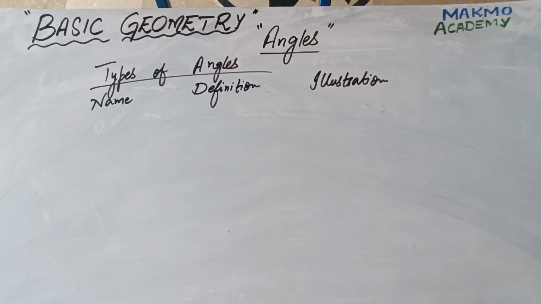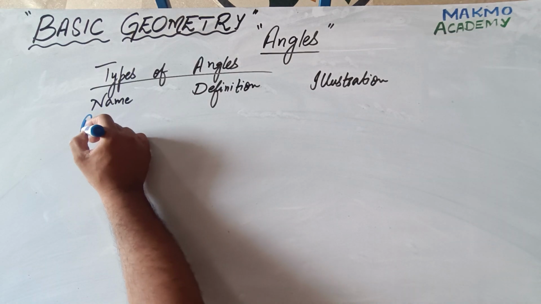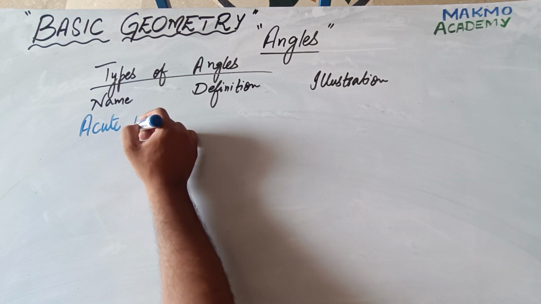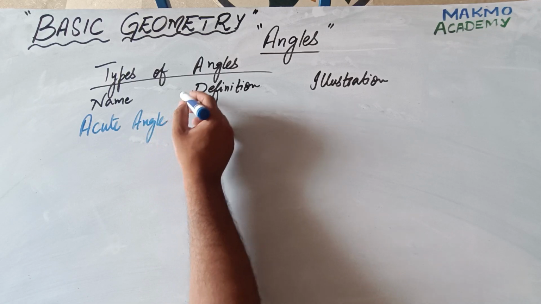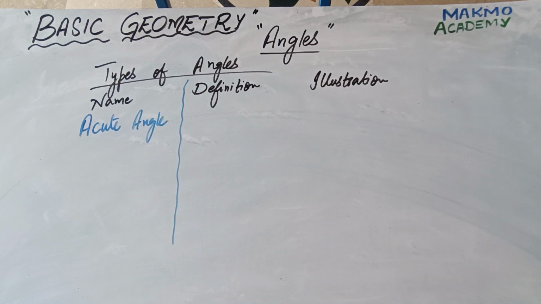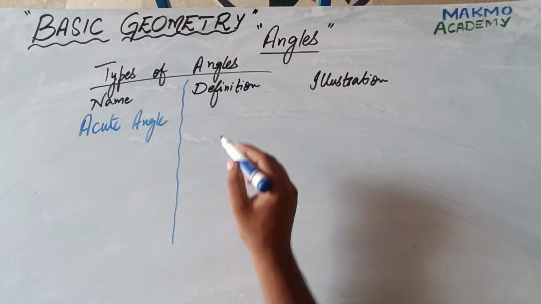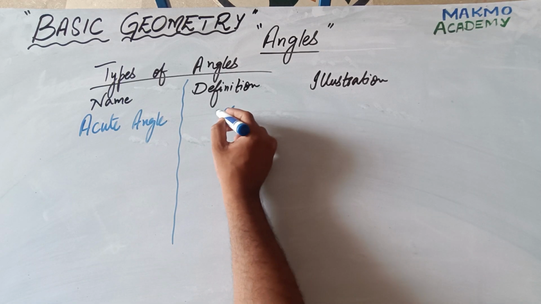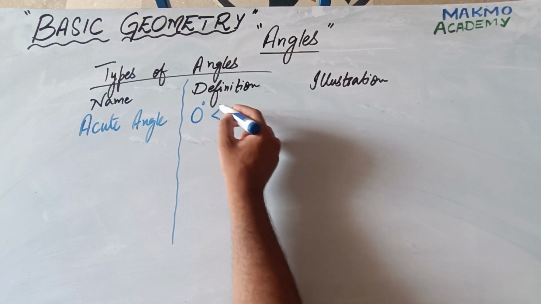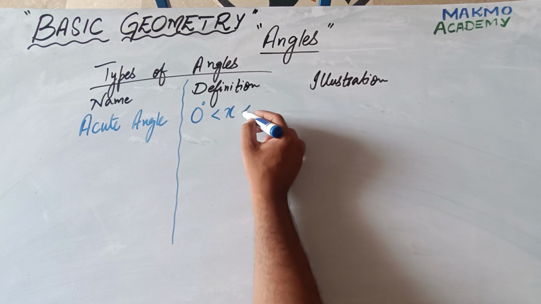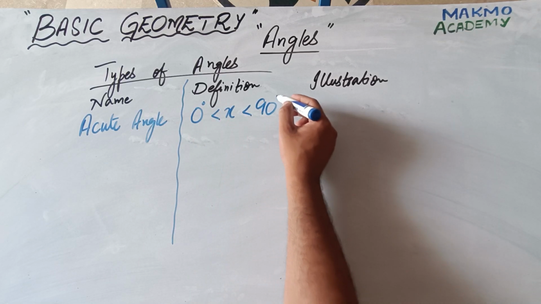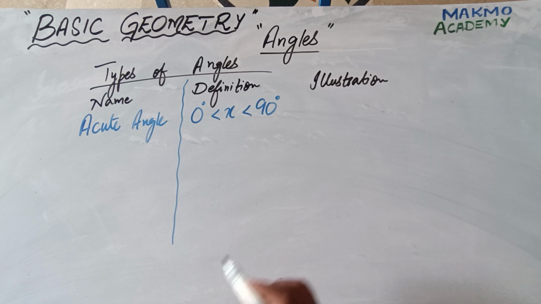Now we have discussed angles, but there are a few types of angles. There are a total of 4 types of angles. The first one is the acute angle. So this is the first type, acute angle. The definition of an acute angle is that the size of the angle x should be greater than 0 degrees and x should be lesser than 90 degrees. So these are called acute angles.